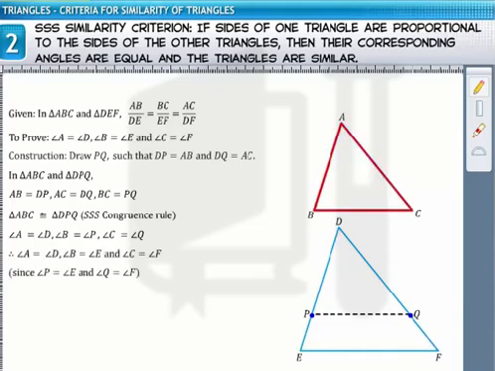Therefore, triangle ABC is similar to triangle DEF. We have proved that if the sides of one triangle are proportional to the sides of the other triangles, then their corresponding angles are equal and the triangles are similar. Thus, the SSS similarity criterion is proved. Next, we'll discuss the SAS similarity criterion.